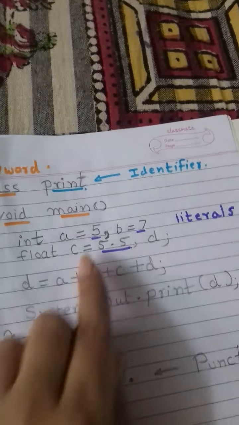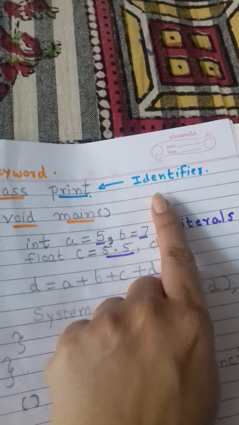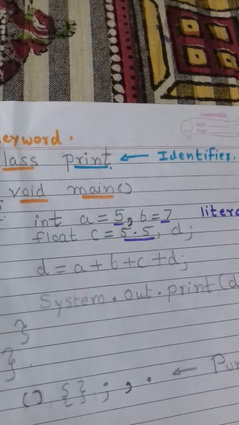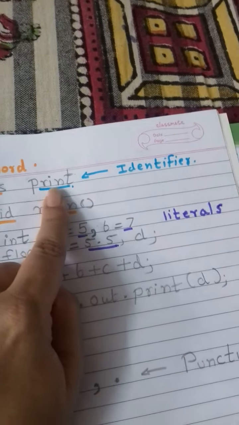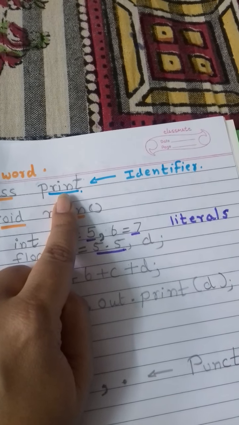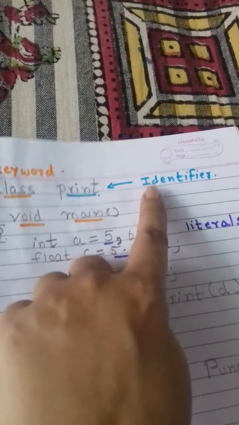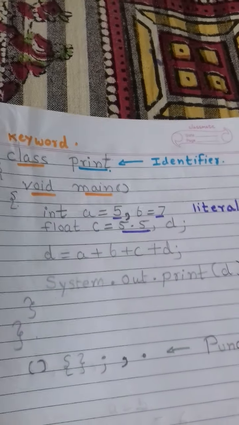Okay. Second is identifier. What are identifiers? Identifier means the names which we are giving in our program. Maybe a class name, maybe a variable name. For example, print. Print is a class name which I have given to my program. So naturally it is an identifier. So I hope the difference between keyword and identifier is clear. This we have studied in 8th standard also.